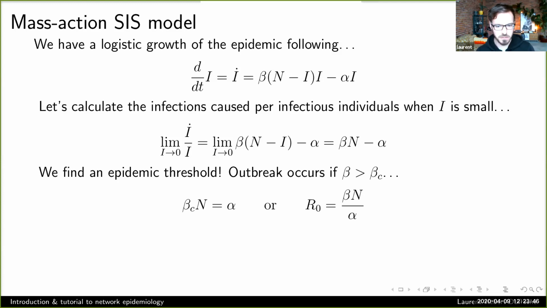And basically, if this number is positive, so if beta N is greater than alpha, the disease is going to grow. It's going to spread further and further. So what we find is that there's an epidemic threshold such that if beta is smaller than this beta c, determined by beta c times N equal to alpha, then this beta N minus alpha term is going to be negative and the disease will shrink. So there's a regime where the disease shrinks and can't spread. And there's another regime above beta c where it can spread as much as it wants.